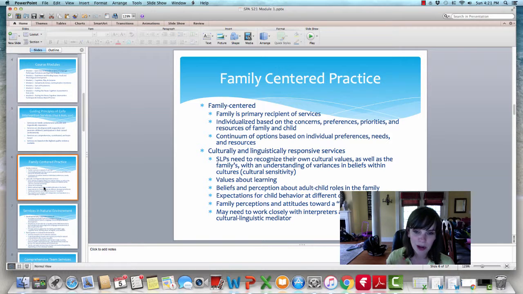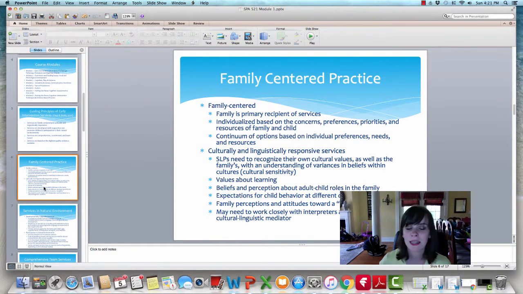So we not only need to recognize our value system that we bring as an SLP, or the value system of the family and whatever their culture is, but the variances within their cultures. And this is commonly referred to as cultural sensitivity. And I know you recall talking about test sensitivity and specificity. It's along the same lines: how sensitive we are to the needs of the families and their cultural preferences.